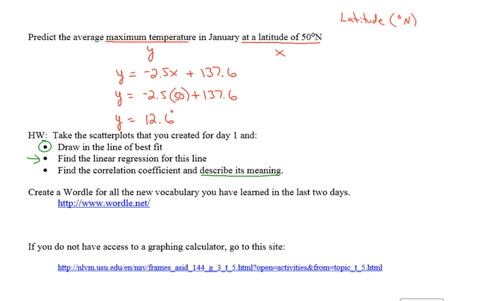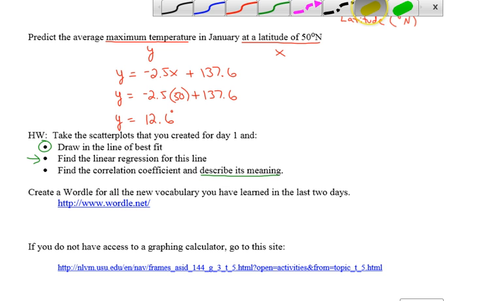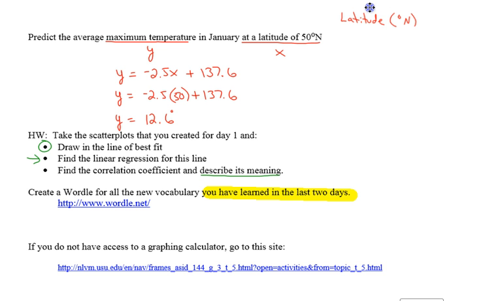Now, we only had 3 scatter plots for homework yesterday, so in addition to that, I want you to create a Wordle of all the new vocabulary you've learned in the last 2 days. We've done a lot of new terms in the last 2 days for scatter plots, so I want you to create a Wordle of all the new words that you can think of that we talked about for the last 2 days.